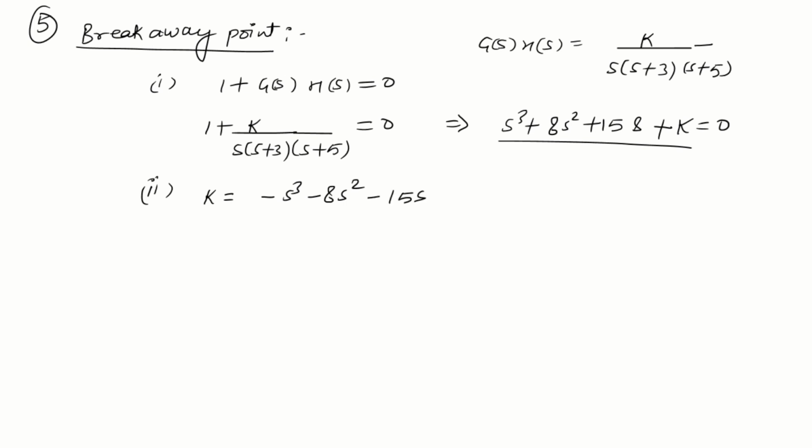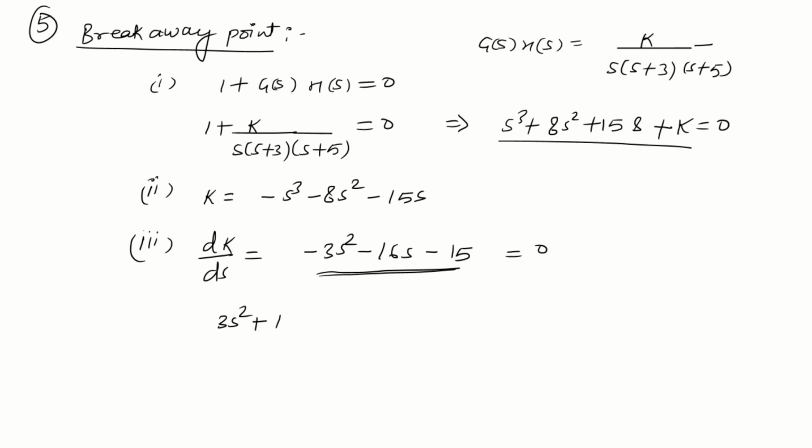And in the third step, we will differentiate this value with respect to s. So dk by ds we will calculate. So this will be minus 3s square minus 16s minus 15. And the root of this equation equals to 0 will give us the breakaway point. So this will be 3s square plus 16s plus 15 equals to 0. We can solve this for s1 and s2.